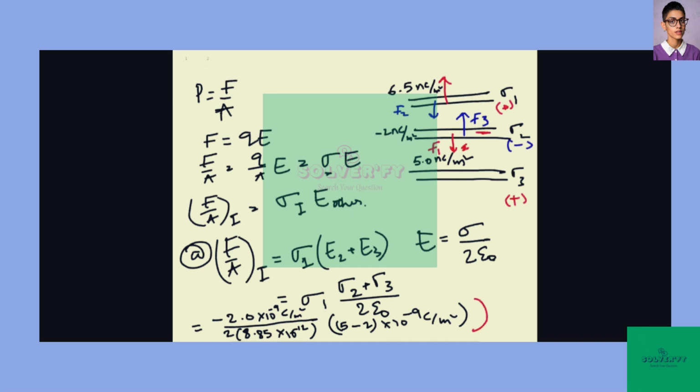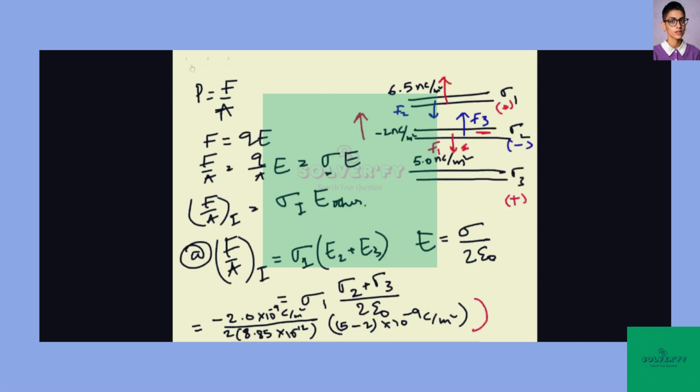Now, for part 3, F by A for the third one will be simply sigma 3 times. If you notice, the field due to the first one will be downwards, whereas the field due to the second one will be upwards, F2 and F1. So we can simply do F2 minus F1 and find the force in the upward direction. So that's E2 minus E1, which will be sigma 3 by 2 epsilon naught into sigma 2 minus sigma 1. Notice that sigma 2 is negative and sigma 1 is positive, so I put mod signs here so that this minus sign will stay as a minus sign.